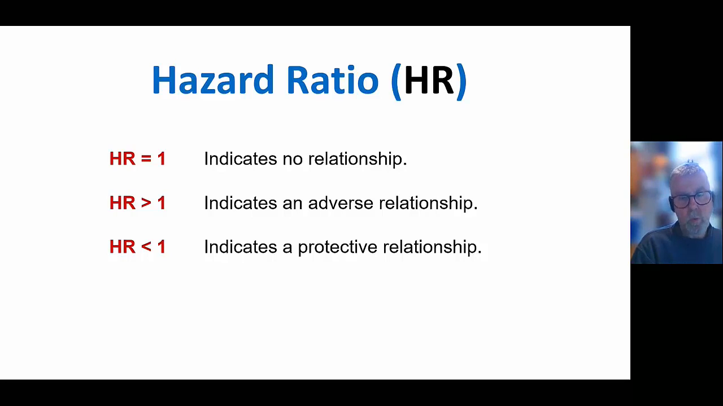If the hazard ratio is 1 or close to 1, then this is equivalent to the null hypothesis being correct, i.e. there is no relationship between the two. Delays in cancer treatment in this case would have no effect on mortality.